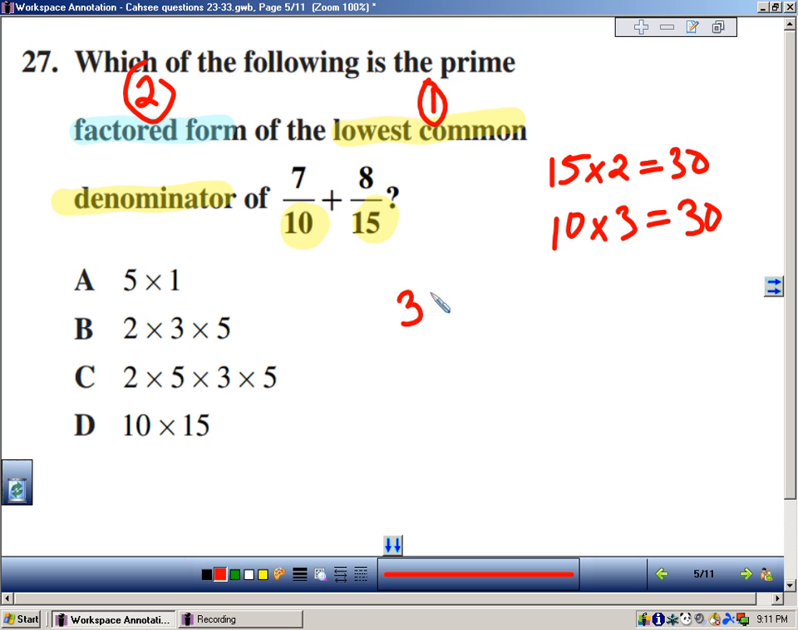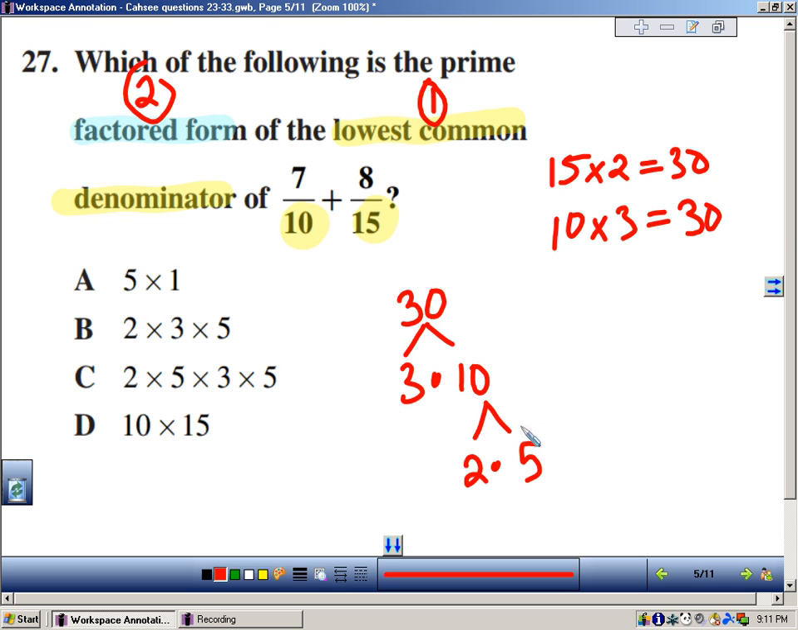30, here it is, factor tree. Okay, we know it's 10 times 3, right? Okay, 3 is already factored, you can't go any farther. But 10 can be factored further. 2 times 5.